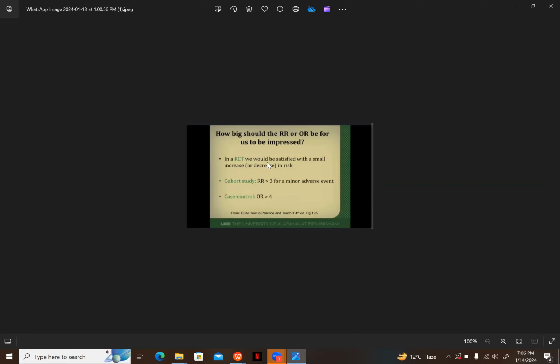We would be impressed if there is a small increase. But for a cohort study, it should be more than 3, and for a case control study it should be more than 4. This is just a tip, some extra points on which value you consider very significant, or you can say I'm impressed with this relative risk or odds ratio if I get this in my study. If more than 4 odds ratio in a case control study, it means I'm impressed with this study.